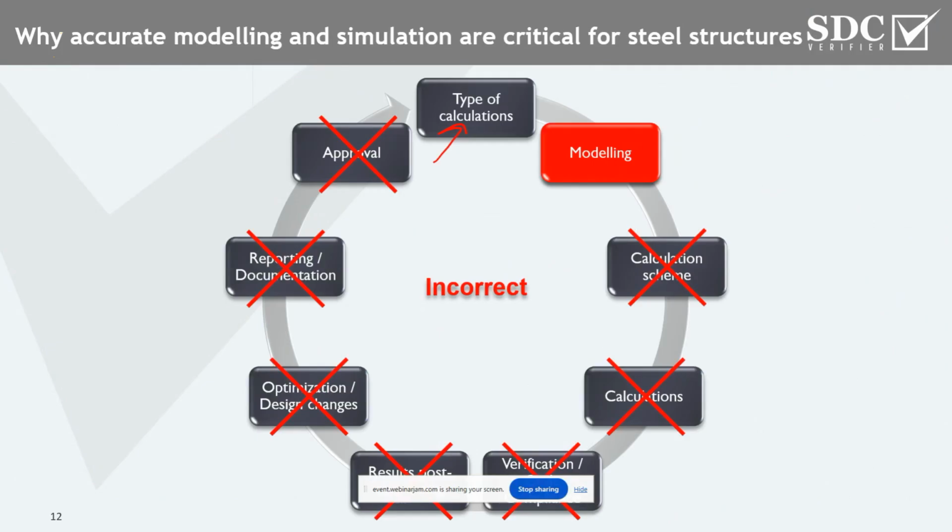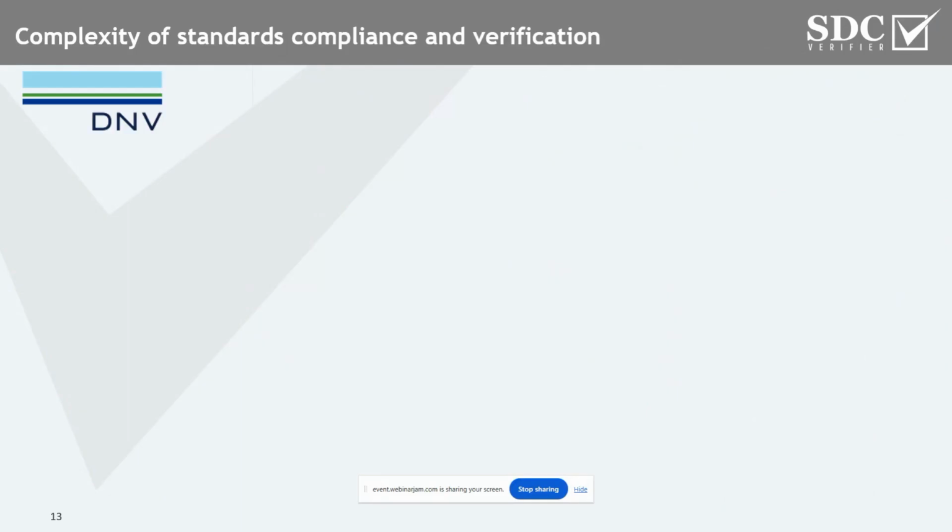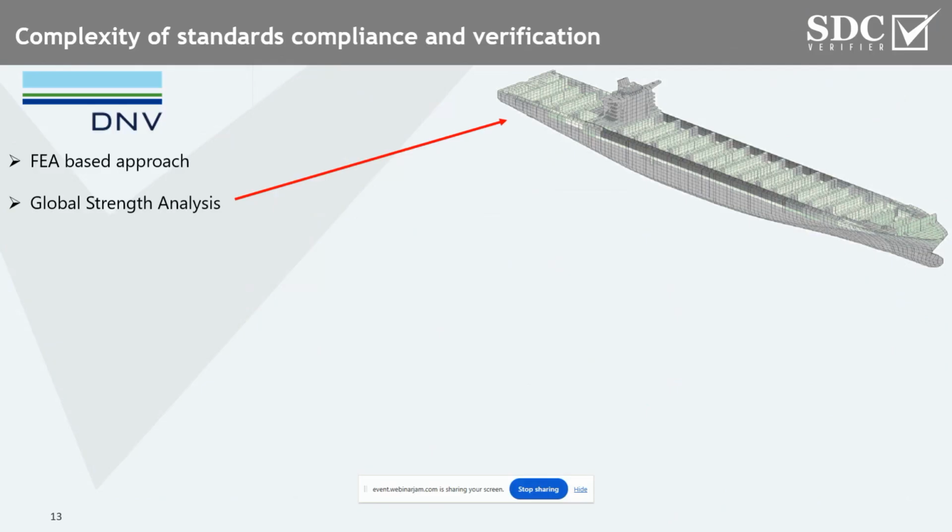At the same time, we have increasing complexity of standards compliance and verification. You see that everywhere actually. For example, when talking about the DNV standard, this is of course closely based on the FEA approach, and it provides you with clear guidance. How do you need to proceed? How do you need to build your model? For example, starting from global strain analysis, giving you some example: okay, this is the ship or cargo vessel, it should look like that. And these are the requirements if you want to conduct a global strain analysis.